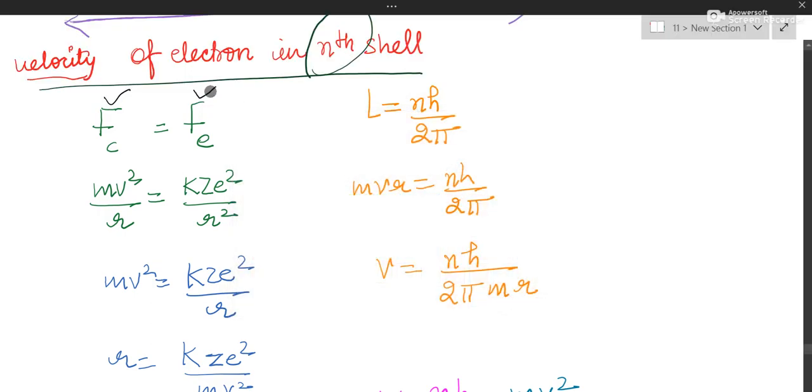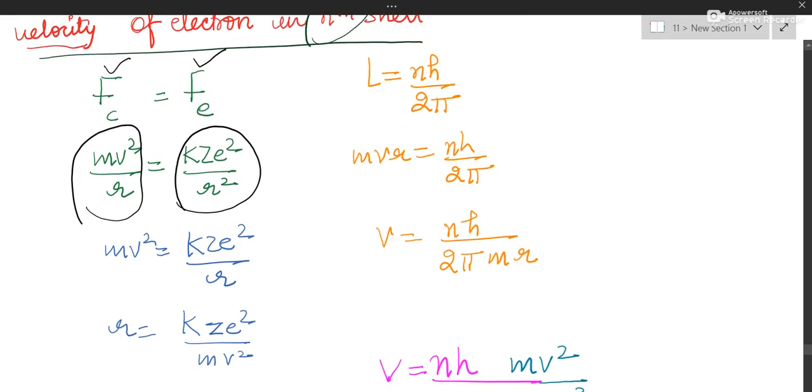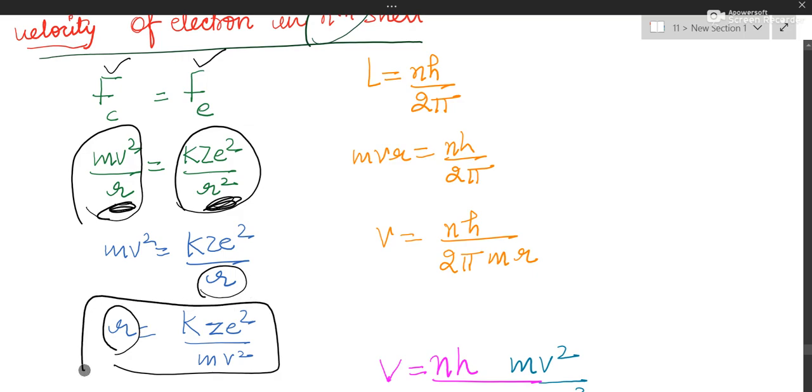Centripetal force is provided by electrostatic force, so put them equal. mv square by r is equal to kze square by r square. Right. Now from here again we are following the same step. This is single power of r, this is double power of r, so one power will be cancelled, r will be left here. R's value you calculate and be ready.